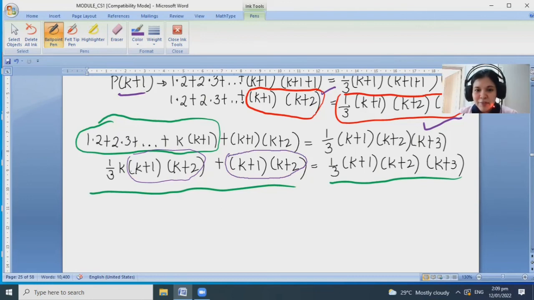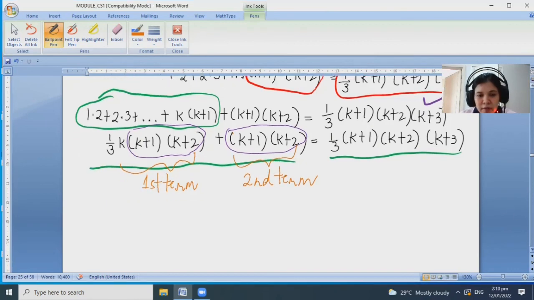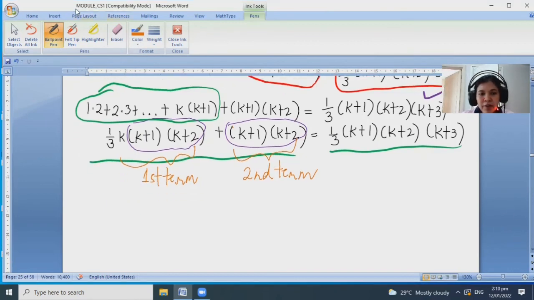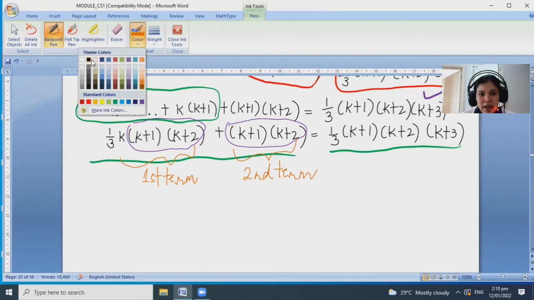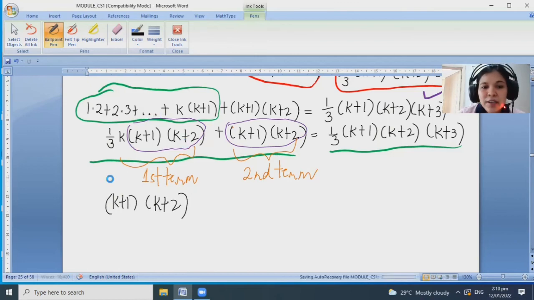Okay? So, we have two terms. So, ang gagawin nyo lamang, ina-assume nyo, ito yung first term, ito yung second term. Okay? So, ang gagawin nyo dito, may common factor. So, ilalabas nyo yung common factor nila. Ang common factor nila ay k plus 1 times k plus 2, nakabilog ng purple. So, labas ko muna. K plus 1 times k plus 2. Once. Tapos, yung bawat term na yan, i-divide ko dito sa common factor nila na binomials.